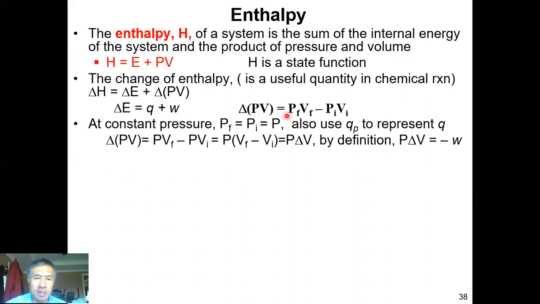Okay, so from this equation, if the pressure is constant, PF and PI can be replaced by P, and we factor the P out from the first and second terms, and we get P times VF minus VI. So we know what VF minus VI is. It is delta V. Therefore, at a constant pressure, this delta PV, which is the one we want to use in the calculation for delta H, becomes P times delta V. By definition, P times delta V equals negative W. So delta PV can be written as negative W, but the condition is constant pressure.